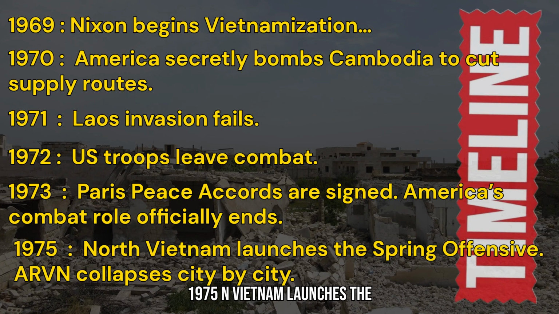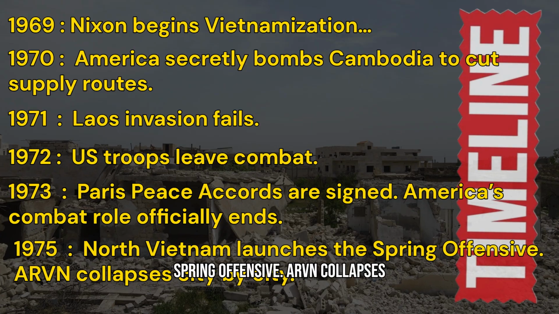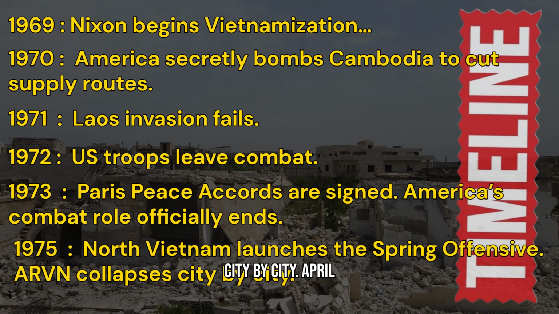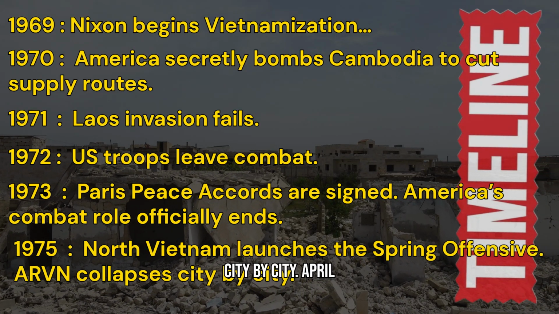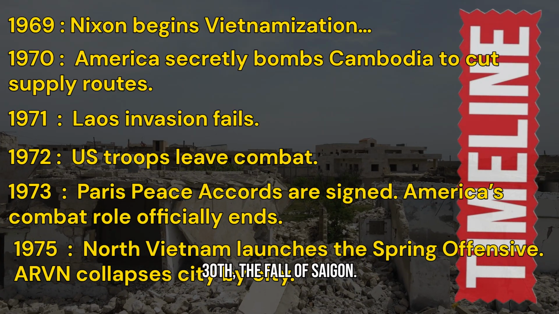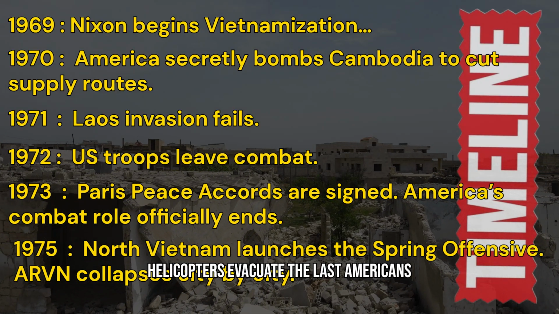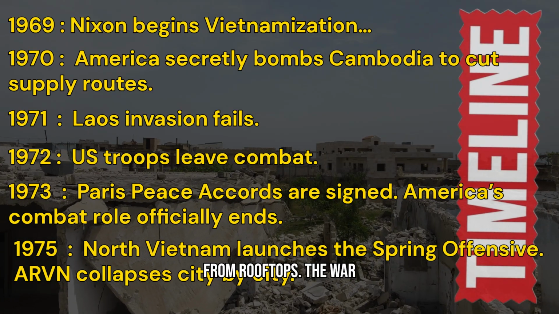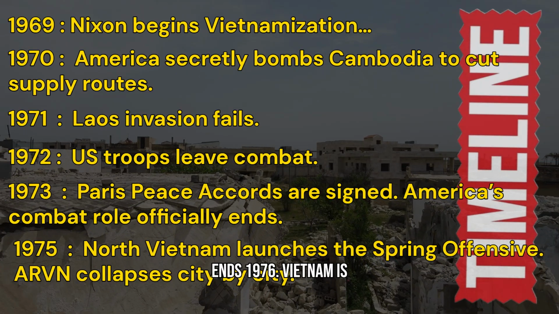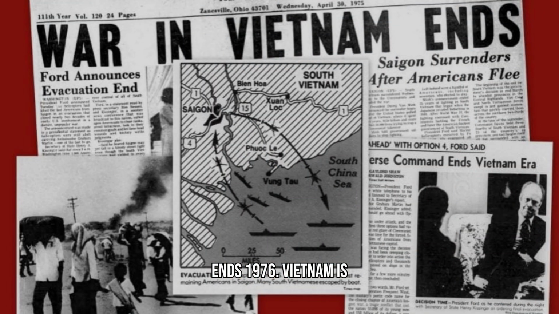1975, North Vietnam launches the Spring Offensive. The ARVN collapses city by city. April 30th, the Fall of Saigon. Helicopters evacuate the last Americans from rooftops. The war ends. 1976, Vietnam is officially reunited under communist rule. The rebuilding begins, but the scars remain.